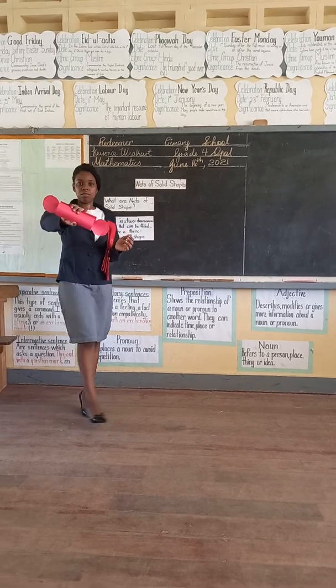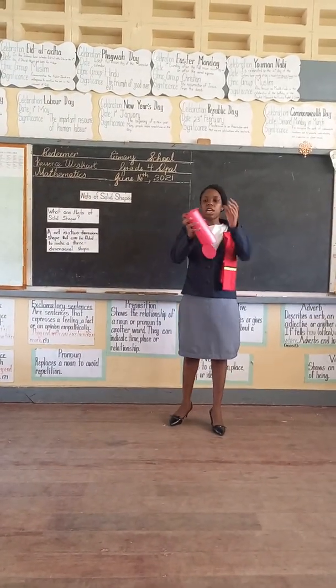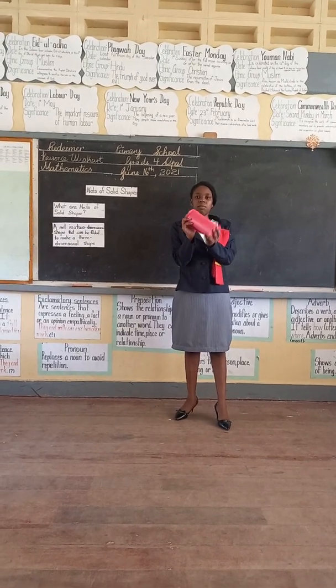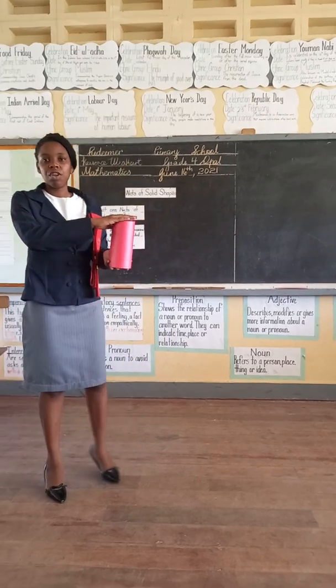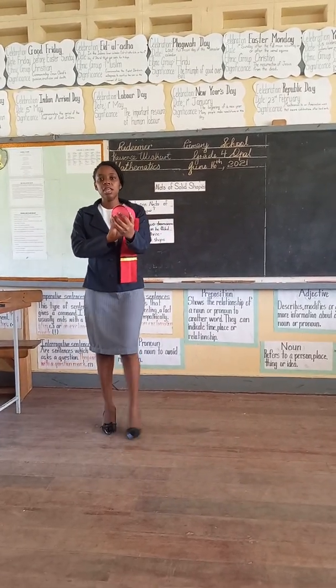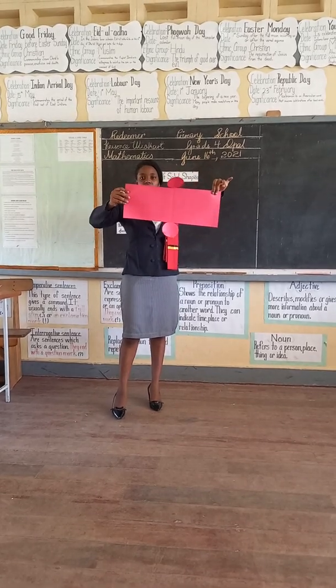Check it out now. What does it look like? And you put this down, and you put this down. What shape is this? It's a cylinder. Isn't that right? And when you let go, this is the net of a cylinder.